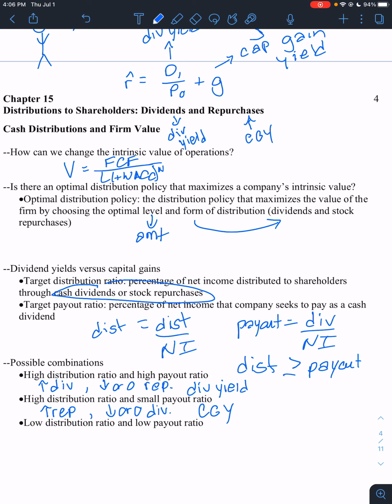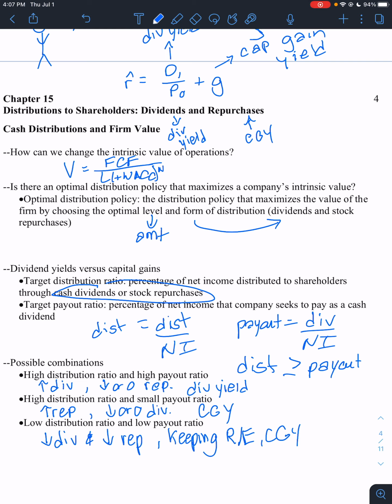If I have a low distribution ratio and a low payout ratio, they're both low. I'm not giving people anything. So here I'm going to have low dividends and low repurchases. Means I'm basically keeping it all. Right? I'm hoarding the money. Why? Probably because I'm growing really quickly. And if you go by something like pecking order theory, what does it say to use first? Retained earnings. They're probably keeping their retained earnings to help them grow. And also in that case, most of the return should come as capital gain yield. So make sure you can think through those different scenarios.